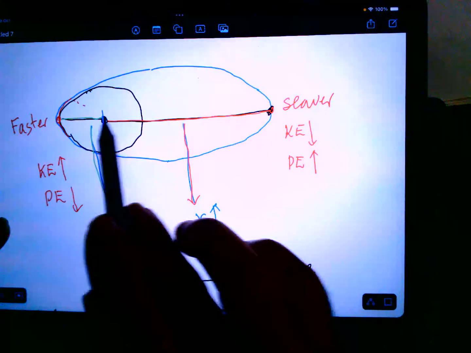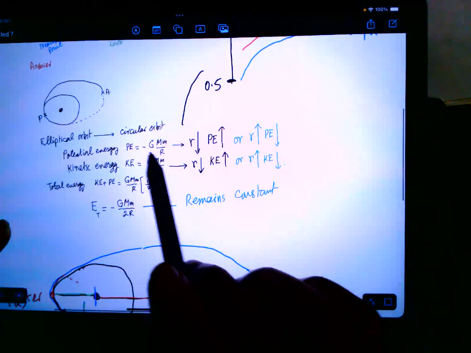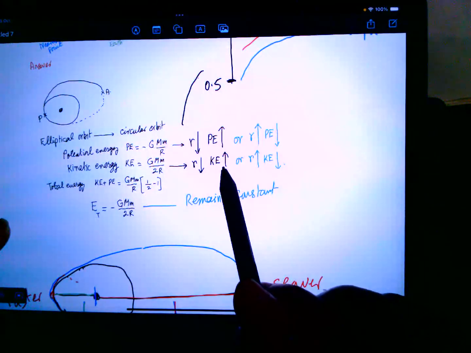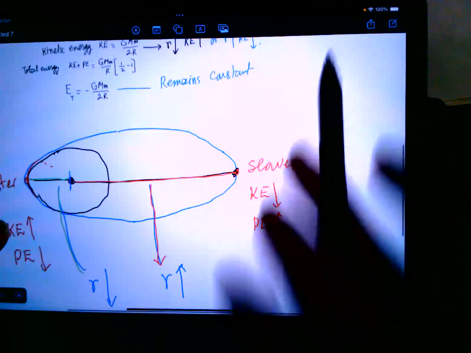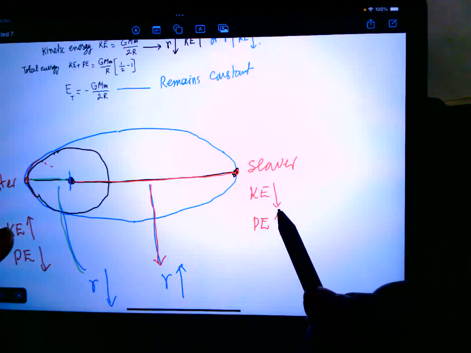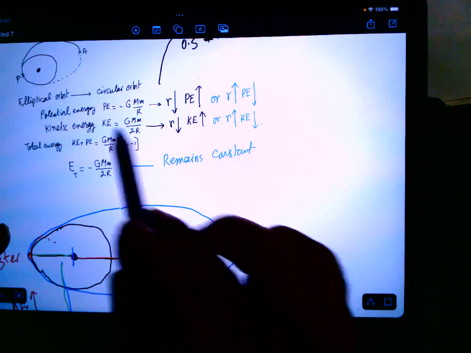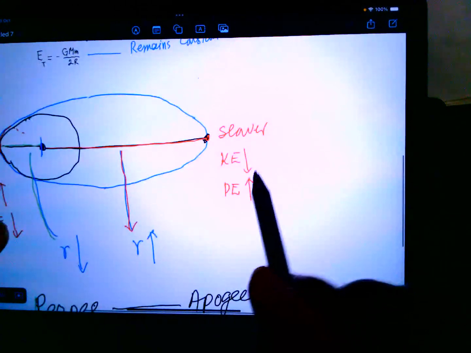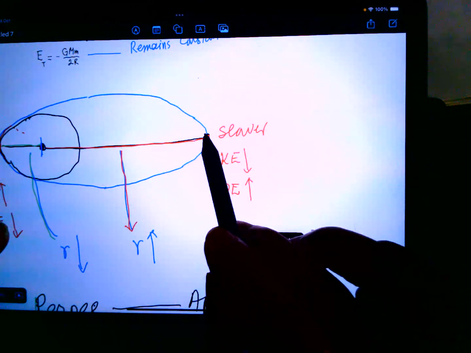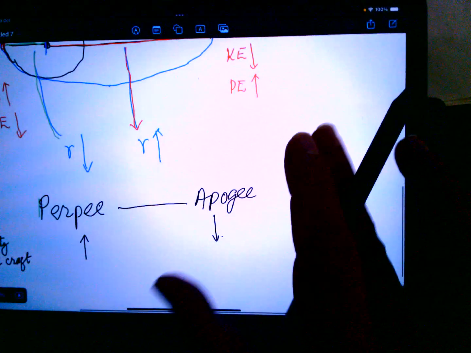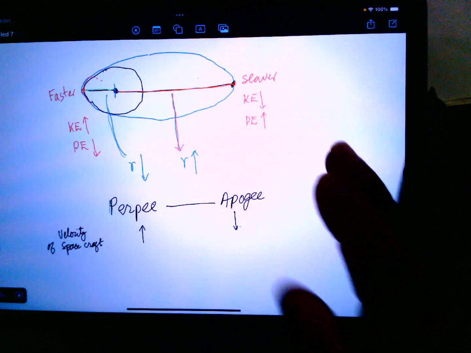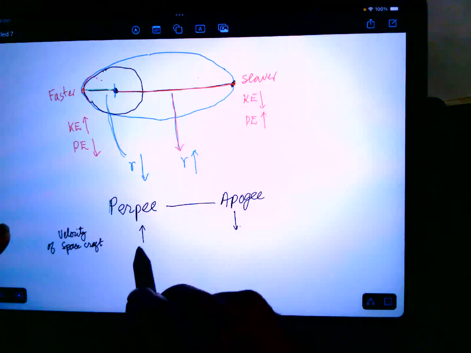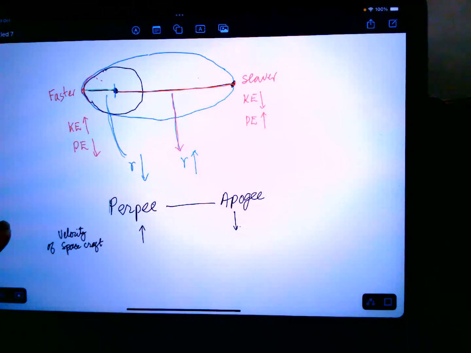When r is larger, kinetic energy is smaller. So when r is large, kinetic energy is small, it is slower, but potential energy is high. So the velocity at the perigee P point will be faster, and at the apogee A point it will be slower. So this is the answer for the two points.